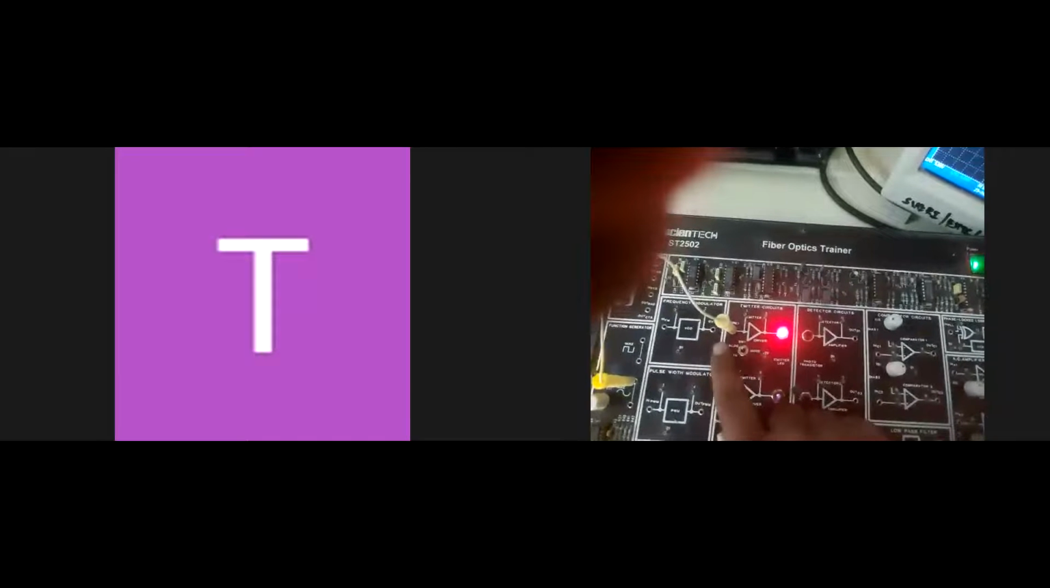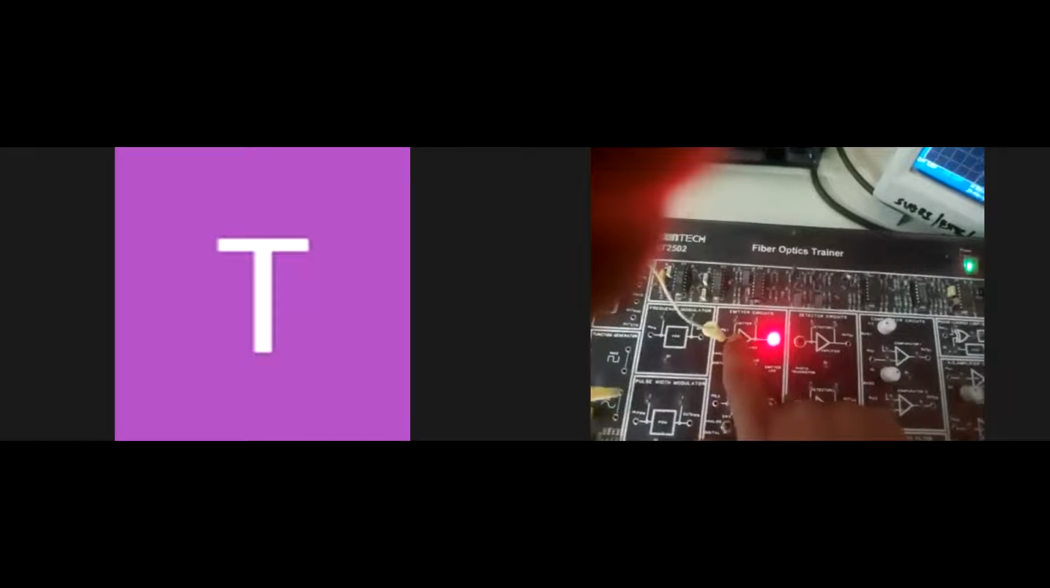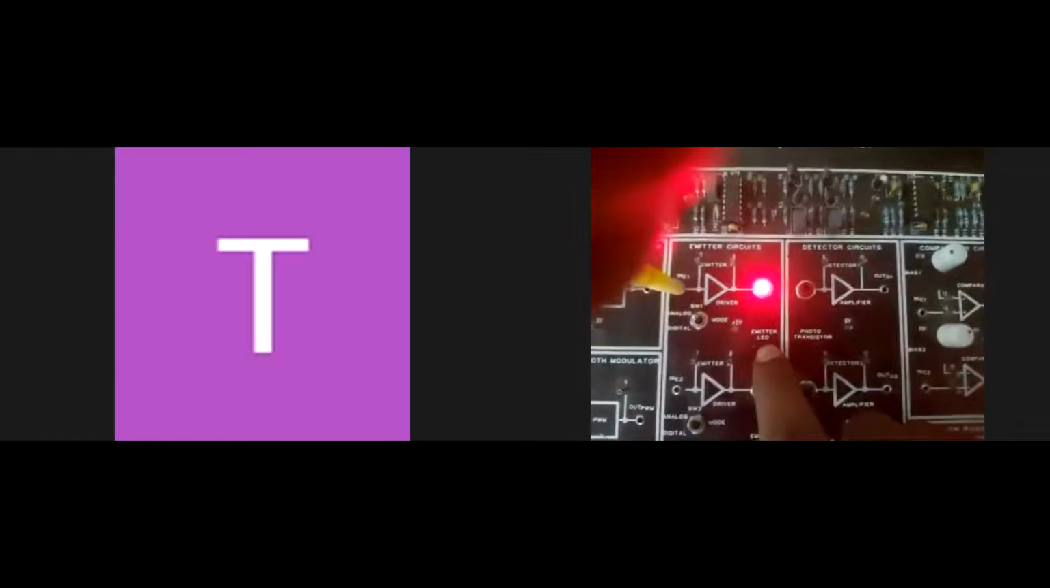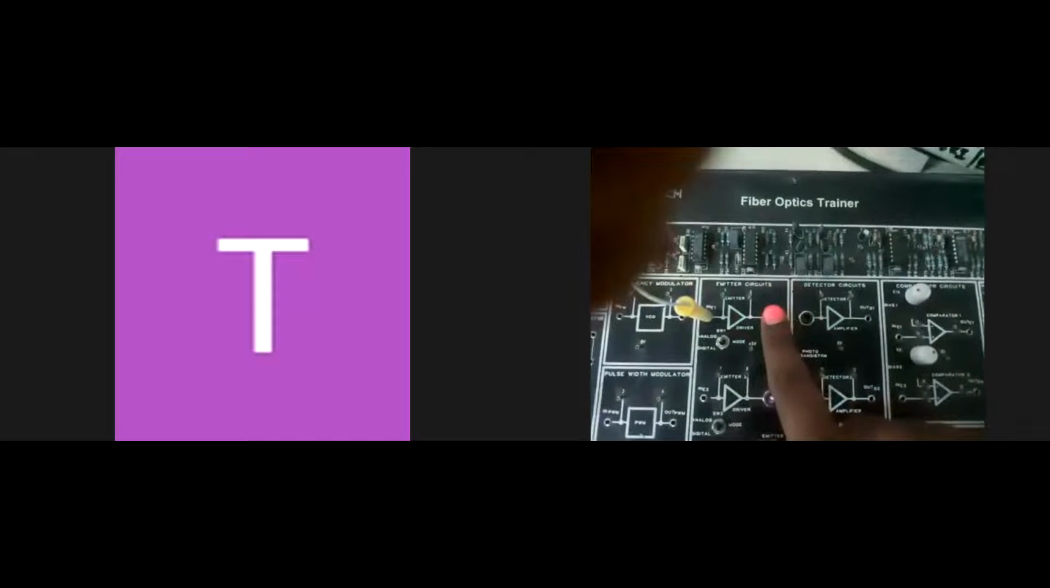This is the driver circuit. So what this driver circuit does is it transmits the signal as it is. The electrical signal that we have given, it carries as it is up to the optical source. Now this LED here, if you see it is written emitter LED. So this LED is acting as an optical source.